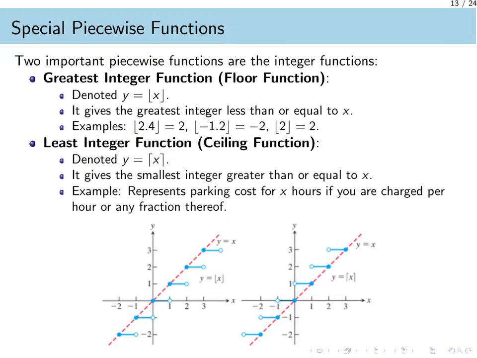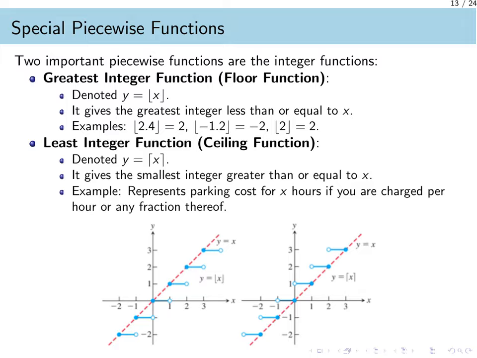Let us explore 2 special piecewise functions, the floor and ceiling functions, which are useful for modeling situations that involve discrete steps or rounding. The first is the greatest integer function, commonly called the floor function, and written as y equals the floor of x. It gives the greatest integer that is less than or equal to its input. For example, the floor of 2.4 is 2, but be careful with negative numbers, as the floor of negative 1.2 is negative 2.